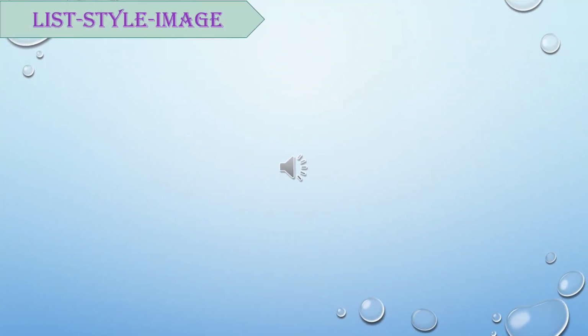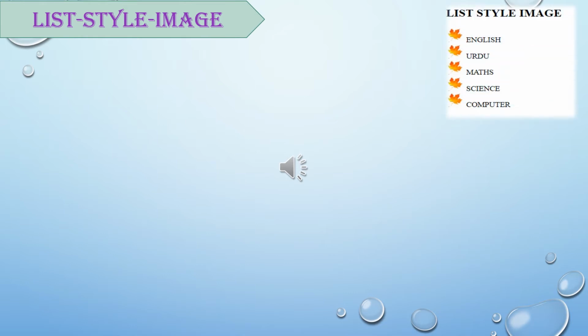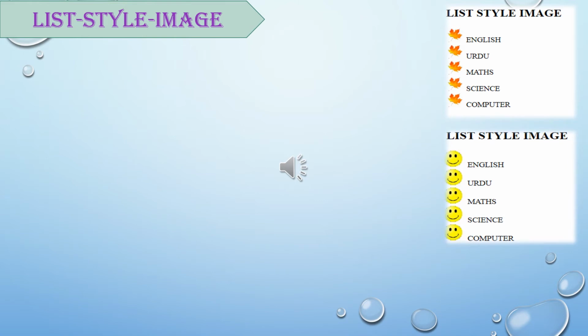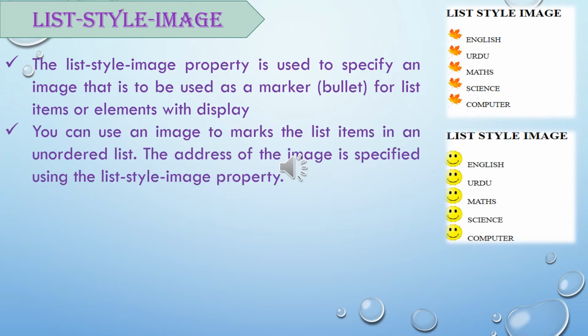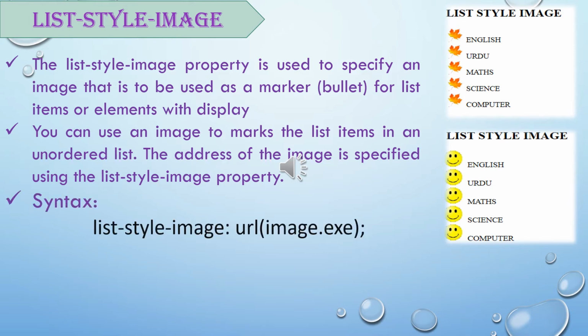List style image property. Students, replacing standard HTML list bullets with images can be a great way to tie them into your own theme. Placing an image as a bullet makes your site more visually appealing. The list-style-image property is used to specify an image that is to be used as a marker for list items or elements with display list-item. You can use an image to mark the list items in an unordered list. The address of the image is specified using the list-style-image property.